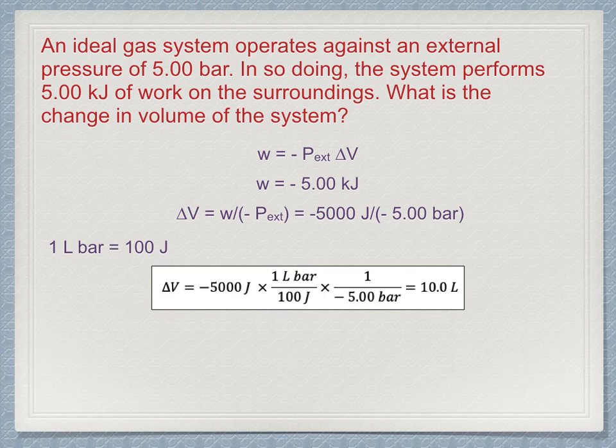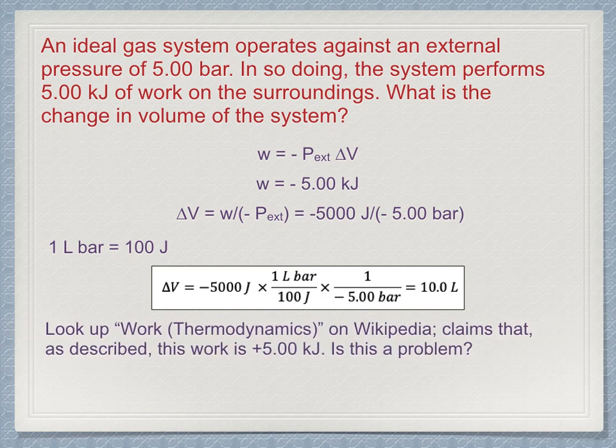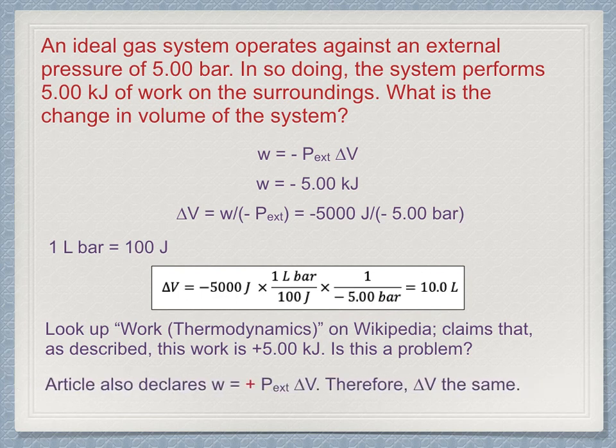But then you go ahead and look up the topic Work Thermodynamics on Wikipedia. In that article, it claims that the way this work is described, we should have identified it as being positive, not negative. As well, upon further reading, you find that they declare PV work to be given by the expression W equals plus P external delta V. Well, that makes two changes in sign, so the volume change answer is the same, but why the difference? Which approach is correct?